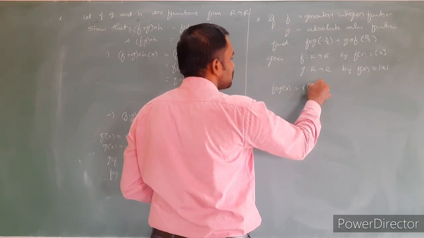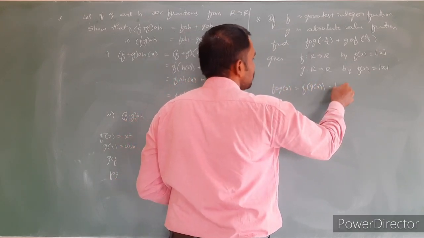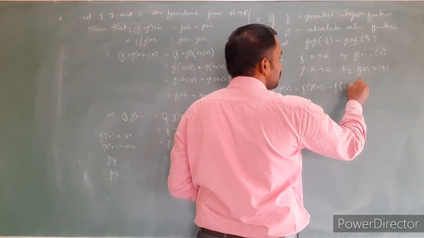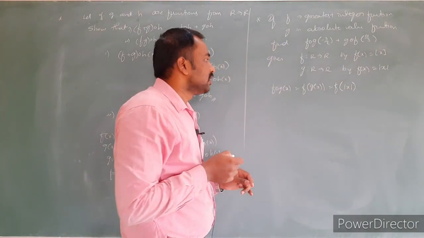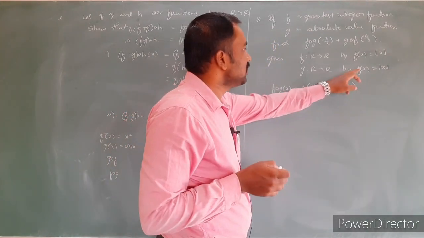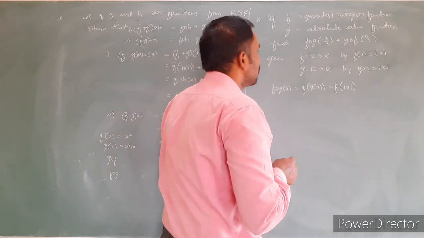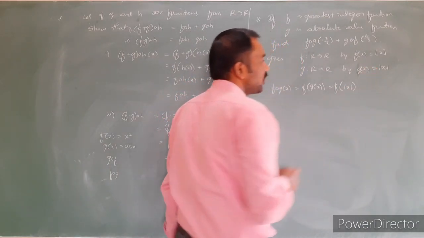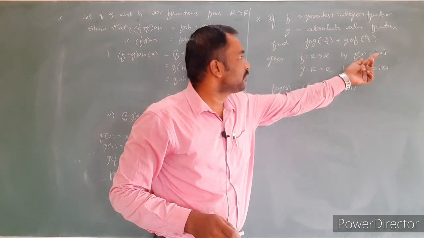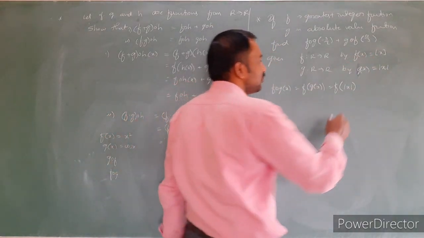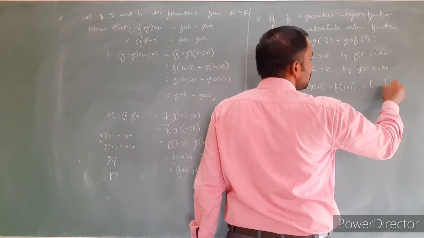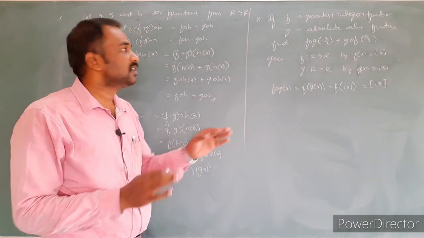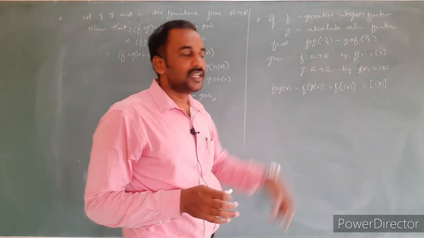First, f circle g of x is f of g of x. What is g of x? g of x is nothing but mod x. Now f of x is the greatest integer of x, so wherever x is there, replace it with mod x. So it is the greatest integer of mod x. In the greatest integer, x can take any value, either positive or negative.